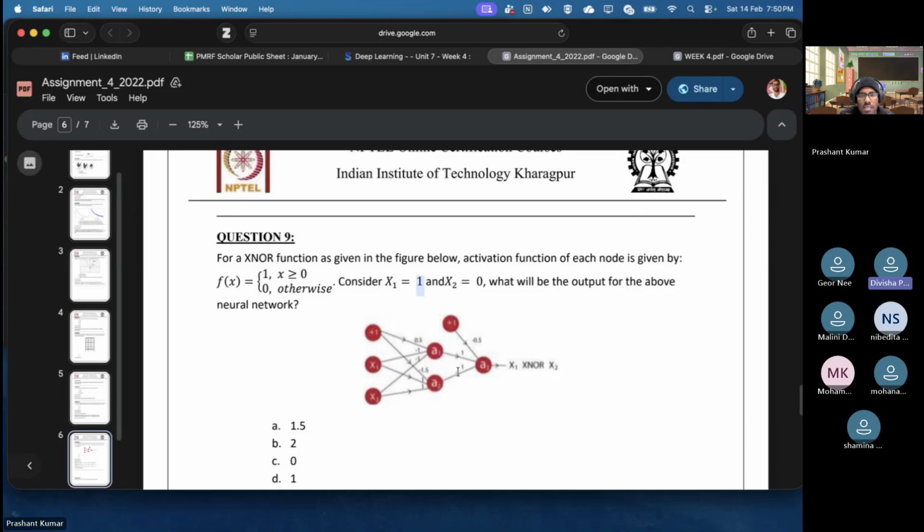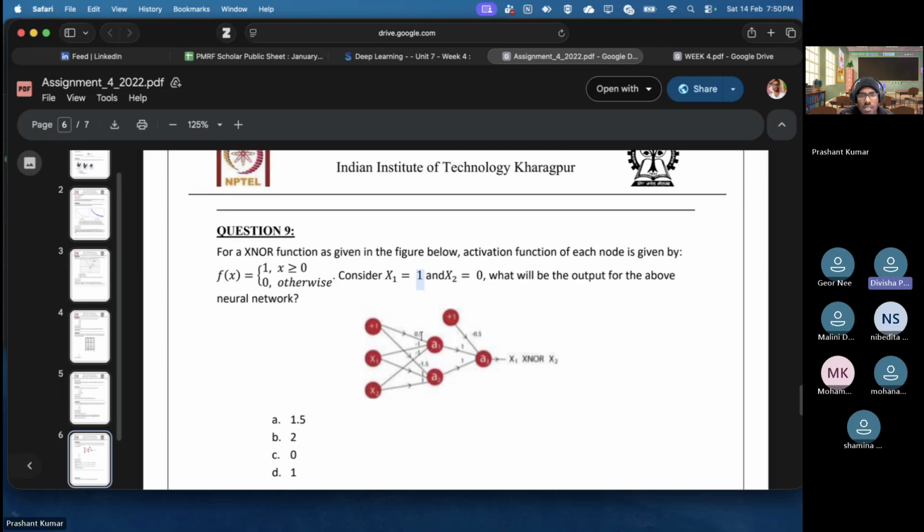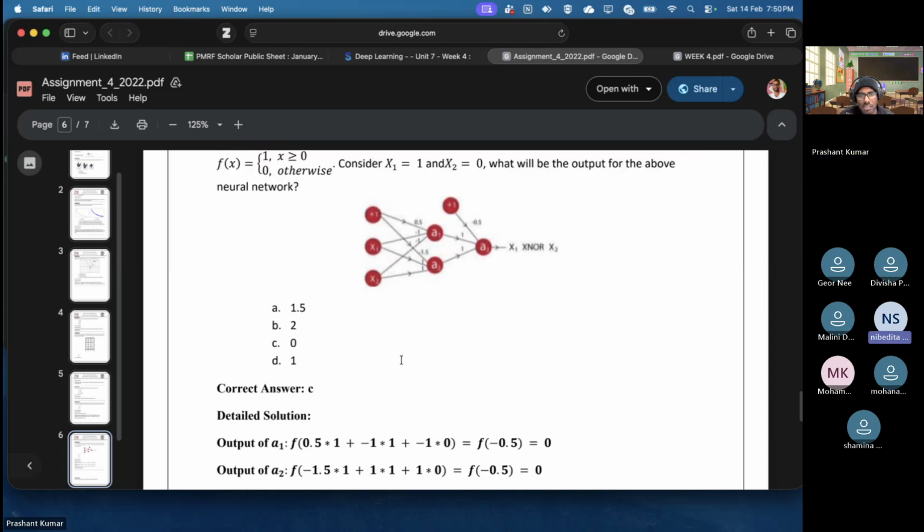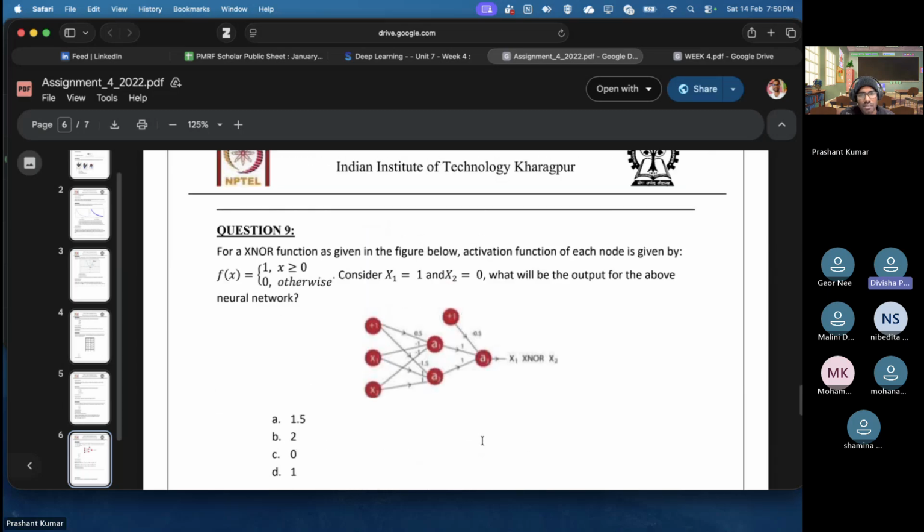The weight is 0.5, right? The first one between +1 and A1 is 0.5 or minus 0.5? Oh, it is 0.5, I guess. I cannot read clearly, that's why I'm asking. Let's see the answer. 0.5 into 1 plus minus 1.